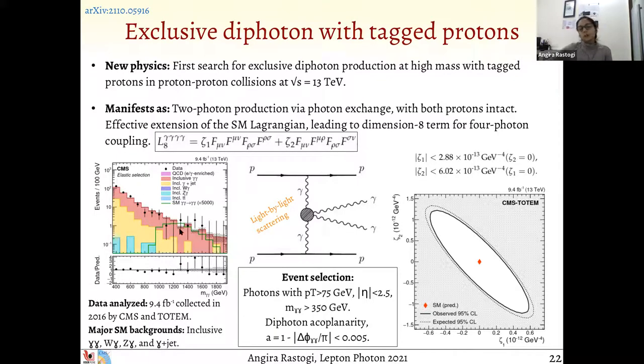This is produced with the 2016 data set with only 9.4 inverse femtobarns, which was collected with the CMS and TOTEM detectors. And then we set constraints on these coupling strengths, zeta 1 and zeta 2, when the other parameter is taken at its standard model value of 0.